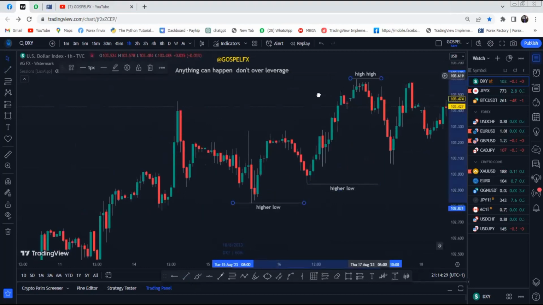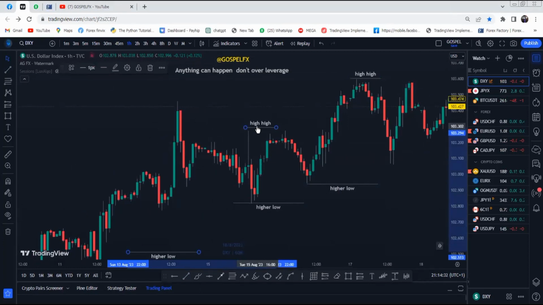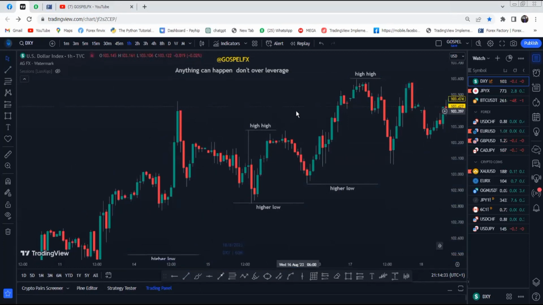You can just do this. That's for me to understand if you have gotten the point clearly. This is a swing point. This is a swing point. Swing low, swing high, and so on. So that's simply what I want to see.